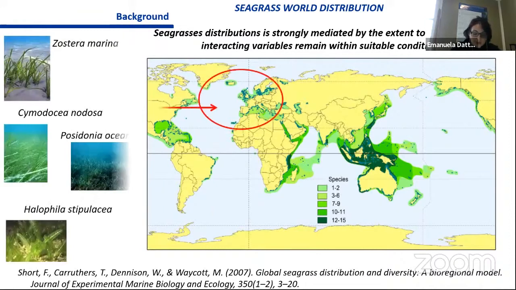Along the coast of the North Atlantic Ocean and the Mediterranean Sea, the most abundant species are Posidonia oceanica, which is also the endemic species of the Mediterranean Sea. But there are also Zostera marina and Cymodocea nodosa, which spread across the Atlantic coast, Zostera marina in the northern portion and Cymodocea nodosa in the southern. And there is also Halophila stipulacea, which came from the Red Sea.